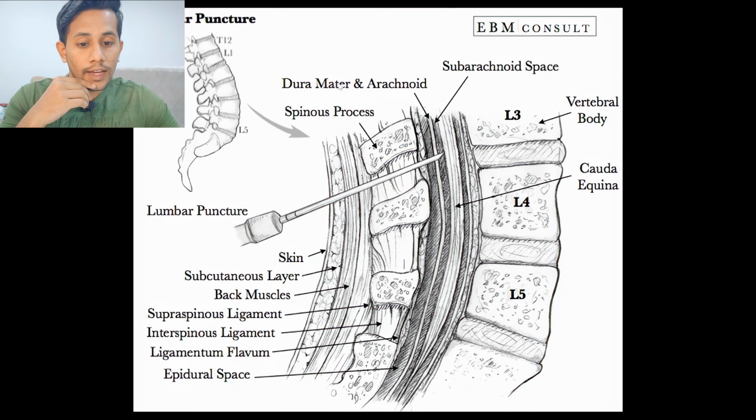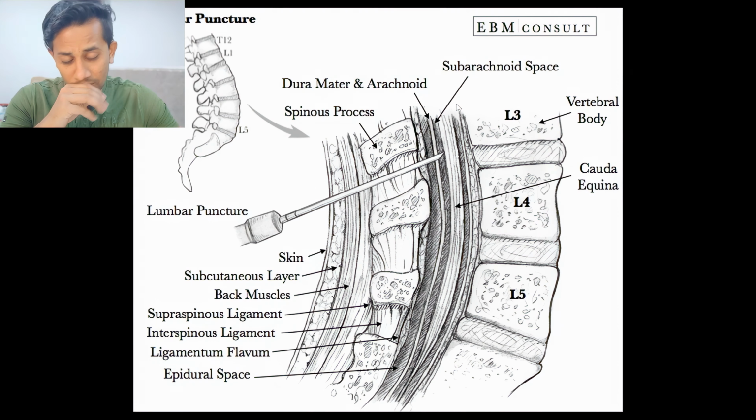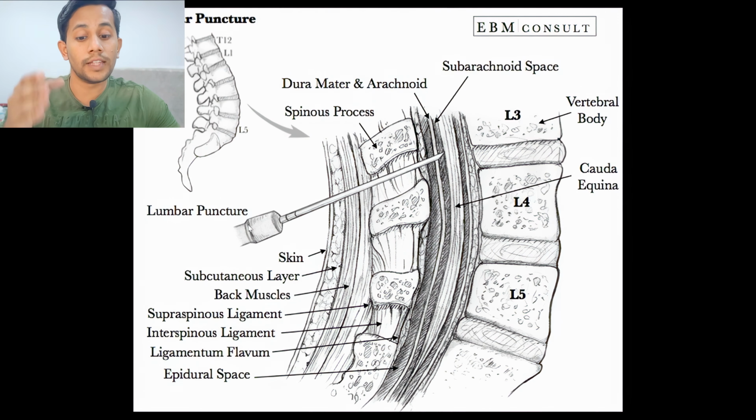Now, after that, you will have your dura mater and arachnoid, and once you pass through that, you will face the subarachnoid space, where the CSF is present. That's where you need your needle in order to perform a successful lumbar puncture.